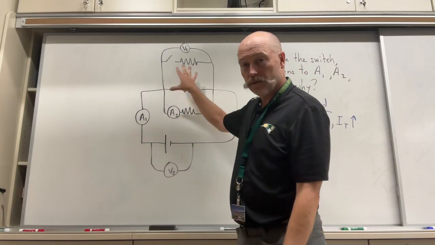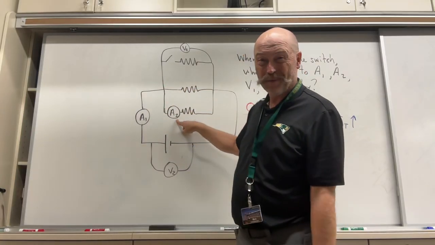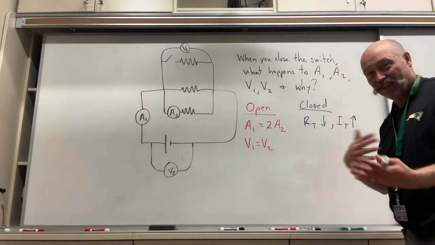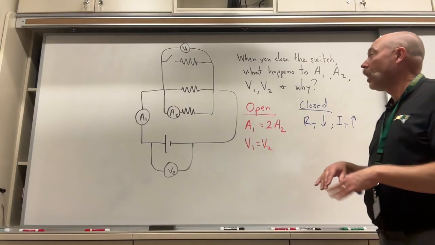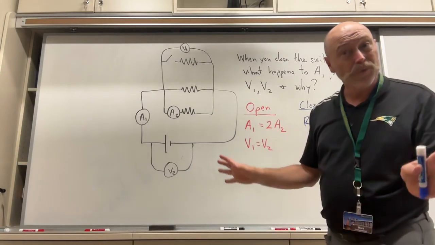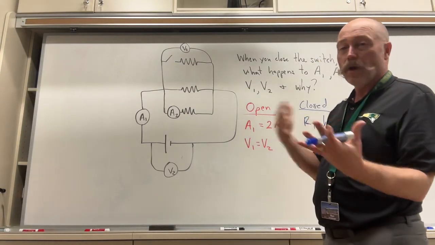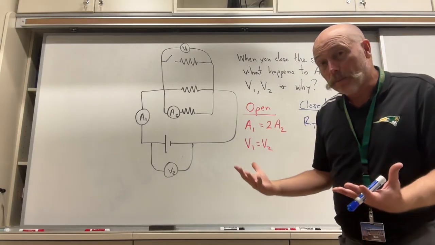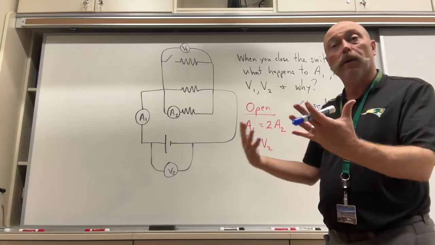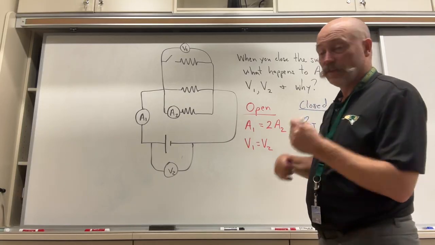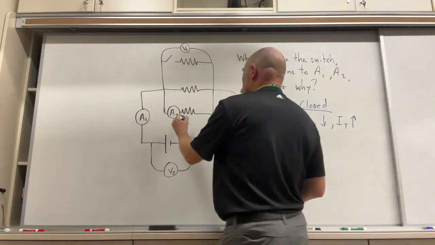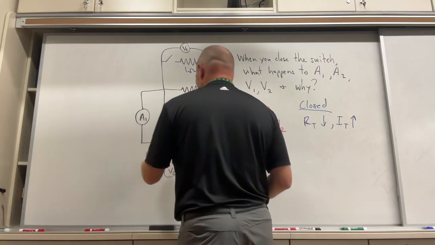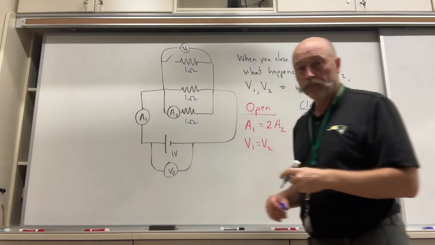And then, what's going to happen to A2? Well, this one, you're going to actually have to do a little bit of math. We don't have to do a lot of math, but we do have to do a little bit. If you're ever not really sure what's going to happen, make up easy numbers. So what's an easy number for us to work with? Let's say at the start, this is 1 ohm, 1 ohm, 1 ohm. This is 1 volt.